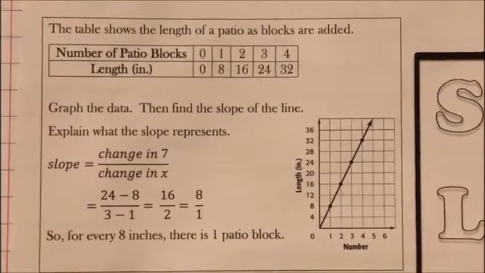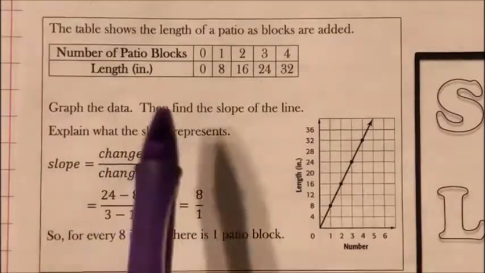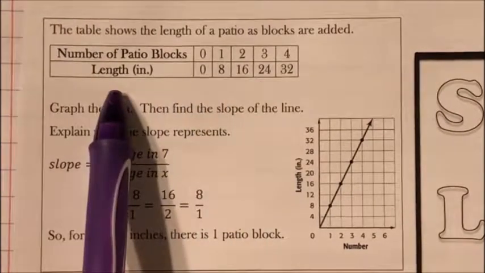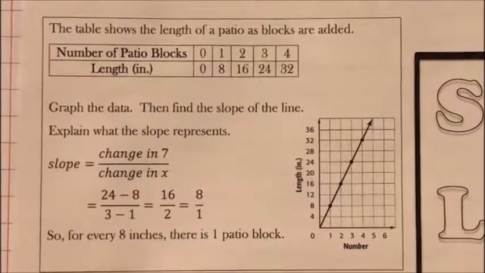Okay. So the table shows the length of a patio as blocks are added. So we can see the number of patio blocks starts at 0, right? And the length of the patio is 0. So for each block I add 8 inches in length, right?